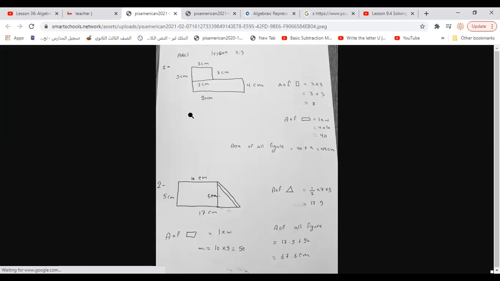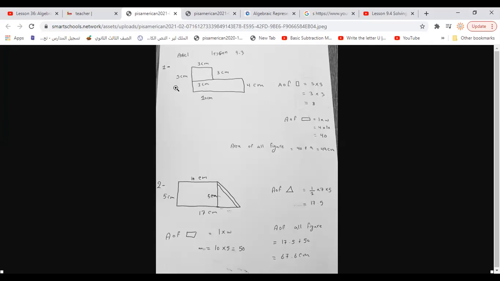Yesterday we were talking about what? Yesterday we were talking about the area of composite figures. Area of composite figure. And for the first question, we divided it into two parts. The first part was a square, and the second part was a rectangle. Okay, so we divided as Adil.